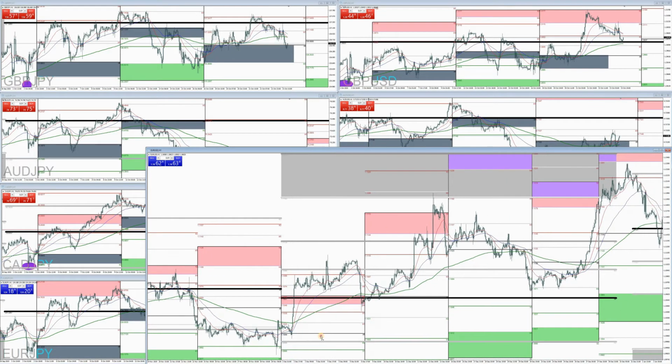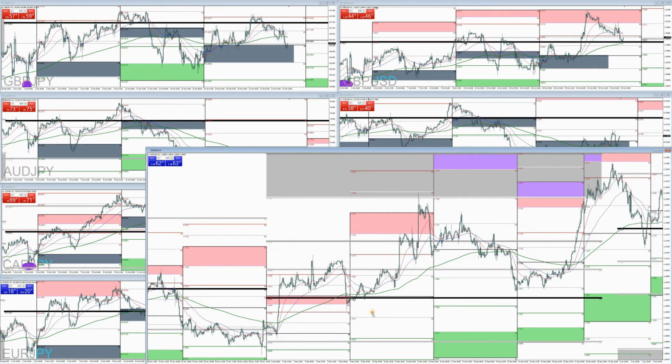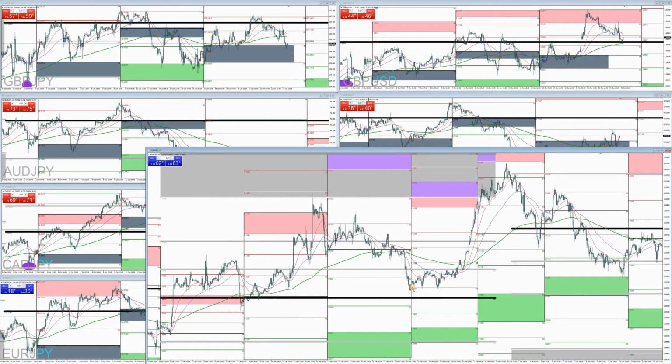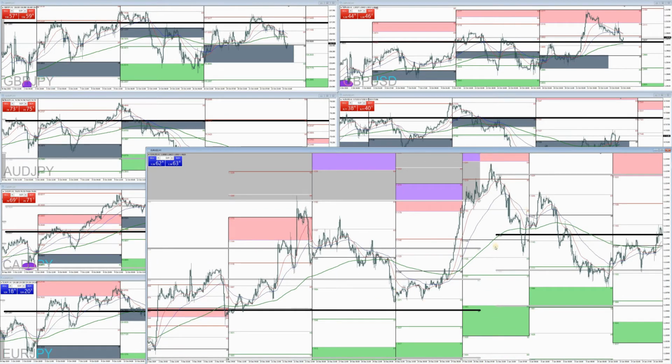Very next week, no setup. Next week, no setup. Next week we did get a setup right in here. So we'll take a look at this one here. This one's going to be the last full week of the month.